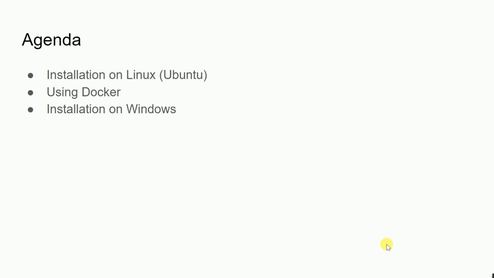In this video we are going to learn three things. First, installation on Linux. In this video I chose Ubuntu as an open source image. Second is using Docker: how can we use Docker, and what are the default or simple basic commands being used in Docker. And third one is installation on Windows. So let's start with Linux.